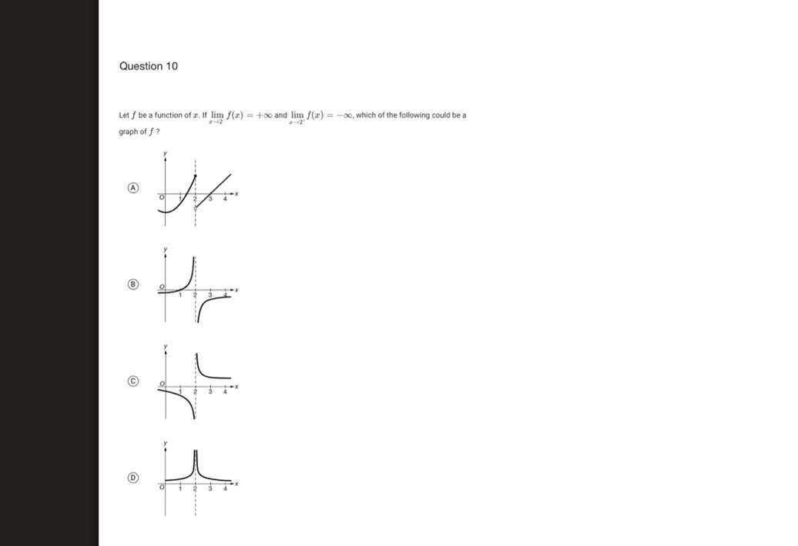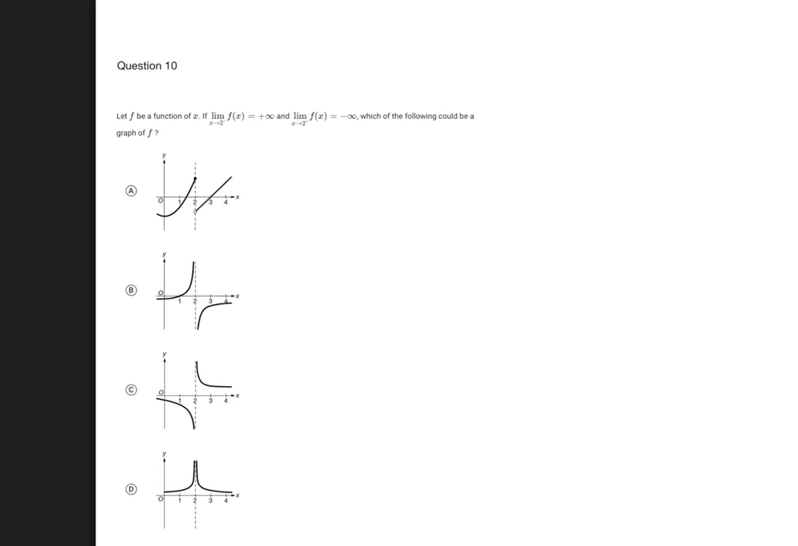Okay, let f be a function of x. They say the limit as x approaches 2 from the left equals positive infinity. So there's a vertical asymptote at x equals 2, and it's going up from the left. Right, from the left of 2, it's going up, and then from the right of 2, it's going down. So we're looking for one that has a vertical asymptote, and that's B. That's going up from the left of 2 and down from the right of 2.